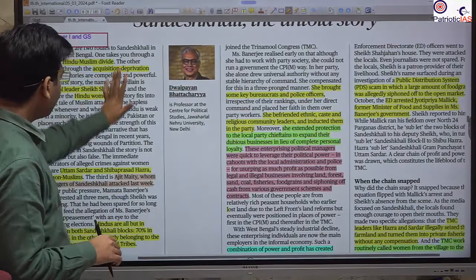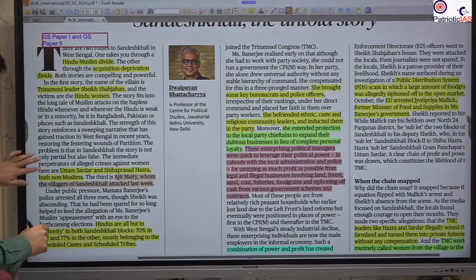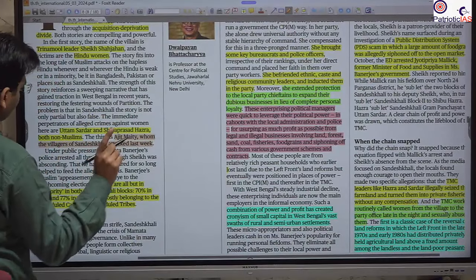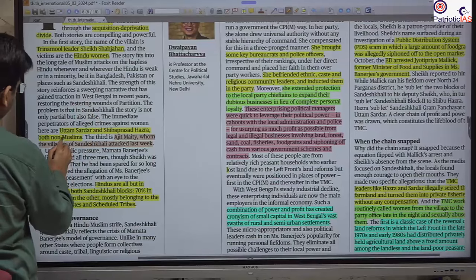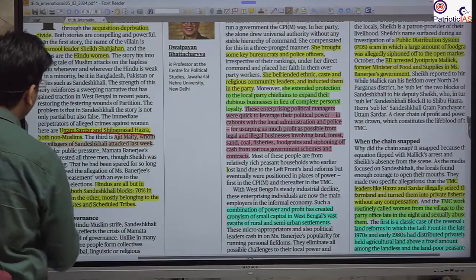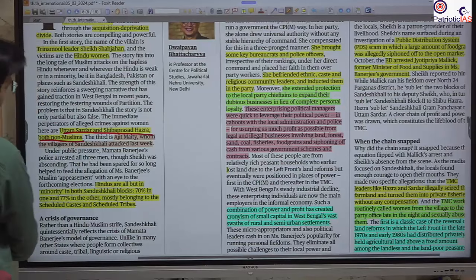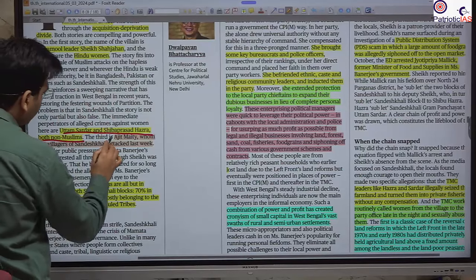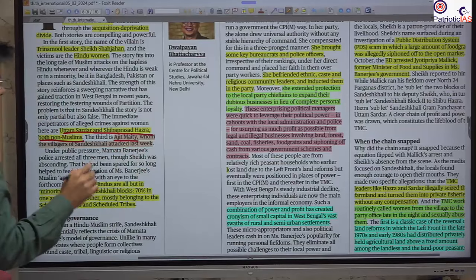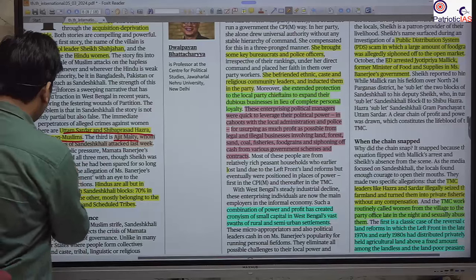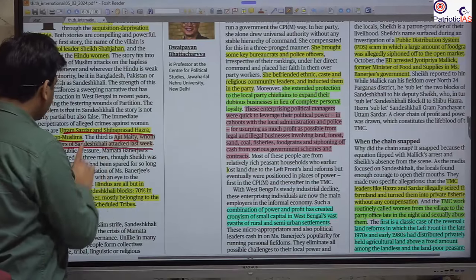So here the writer is telling that one thing is not true, that the Hindu-Muslim angle that has been tried to be projected here. Both persons who were accused, Uttam Sardar and Shiv Prasad Hajra, are Hindu, both non-Muslim. Okay, and the third person who was accused, whom the villagers beat as well, is Ajit Mathi. Again, he is not a Muslim.